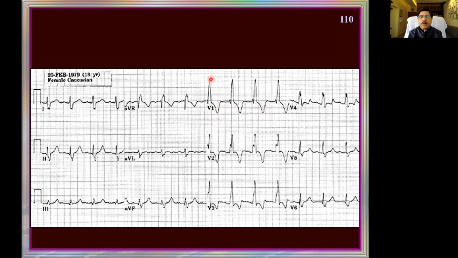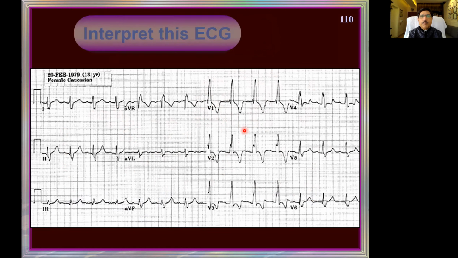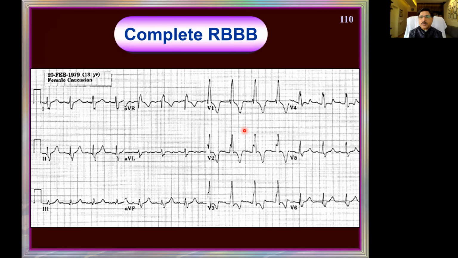Second criterion: in V1 there is an RSR' pattern, and there is a slurred S pattern in lead I, aVL, V5, and V6. The axis is kept normal. There is no evidence of right atrial enlargement or left atrial enlargement. This ECG is suggestive of right bundle branch block. Of course, we have to say complete or incomplete, but here it's a case of right bundle branch block.